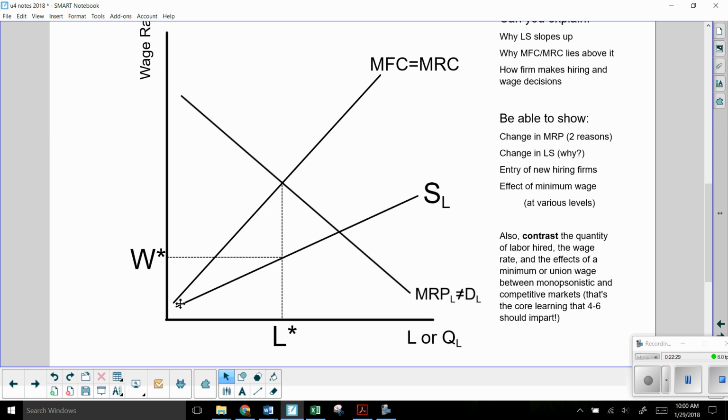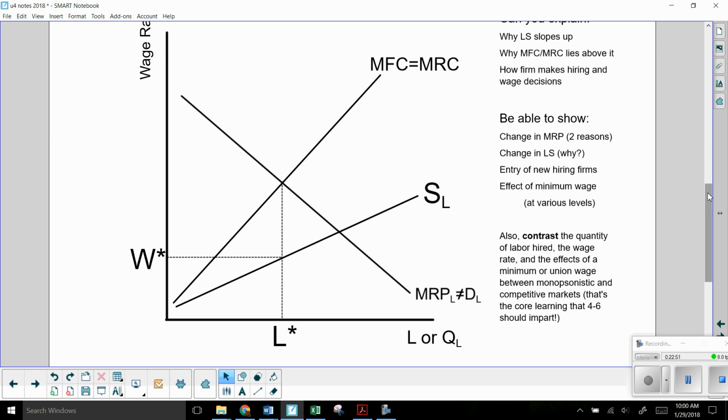Now, let's think about what is up with MFC and MRC, because that's the other new beast that we have to think about here. Why is it separate and why is it steeper? That's a thing you'll be asked sometimes. It's like, why is MR separate and steeper than demand in a monopoly? Let's see if this explanation works.